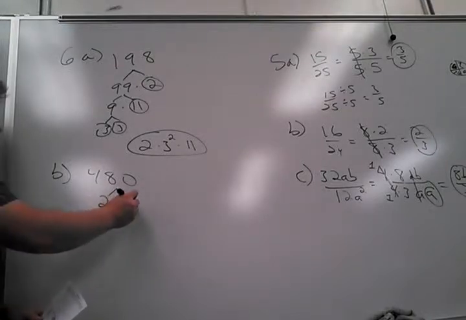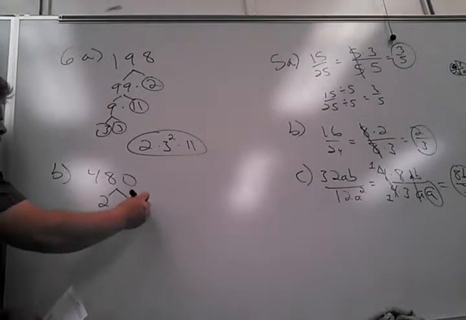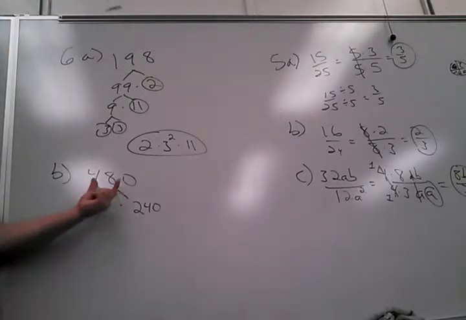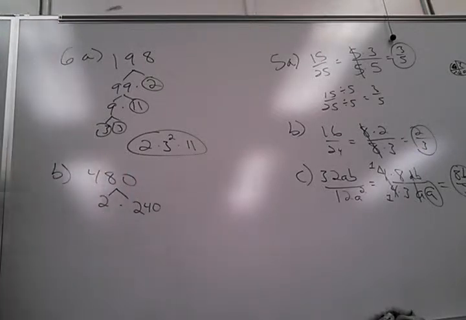All right, 2 times 200, 240. And you might have done it a different way. Some of you might have done 10 times 48. If it ends in a 0, you can automatically pull that 10 out, right? So that'll be fine. We have to agree at the end.